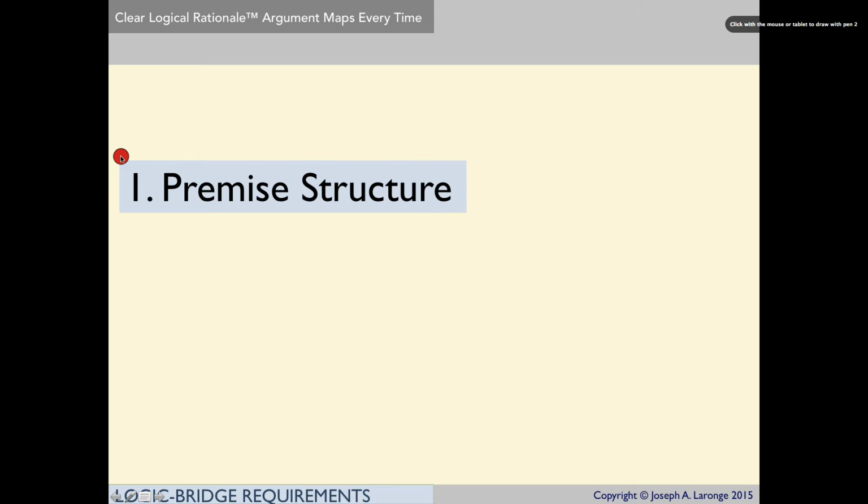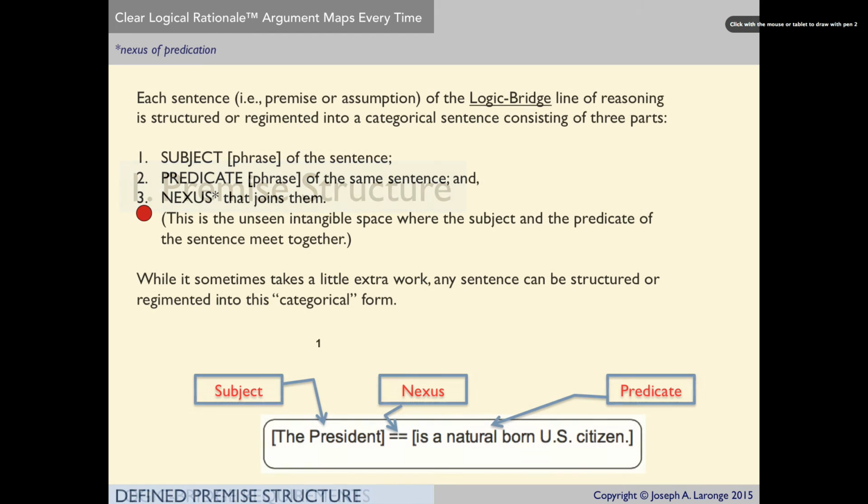So we're going to begin with the first of the four requirements of the logic bridge design requirements. And number one is the premise structure. Each sentence, whether it's a premise or an assumption, remember there's two kinds of sentences used in the logic bridge. Each sentence of the logic bridge line of reasoning is structured or regimented into a categorical sentence consisting of three parts. So I'm taking you back now to third grade elementary school, which for some of us may have been a long time ago.